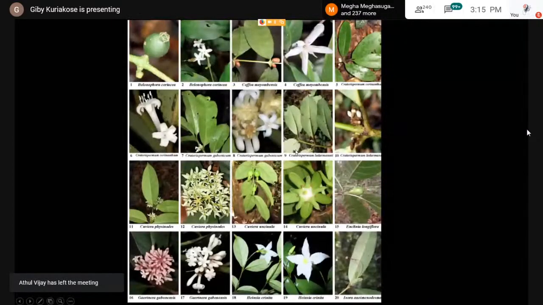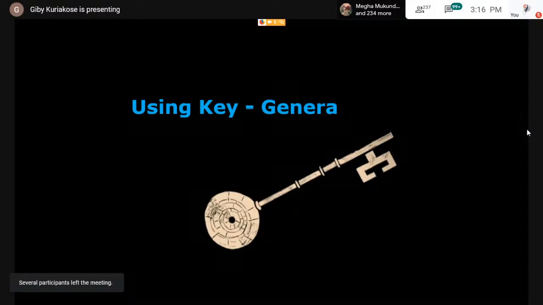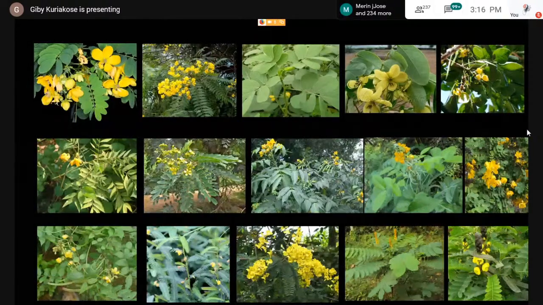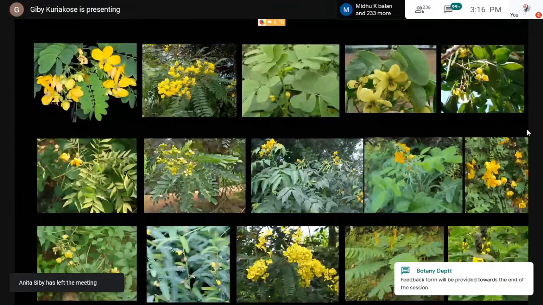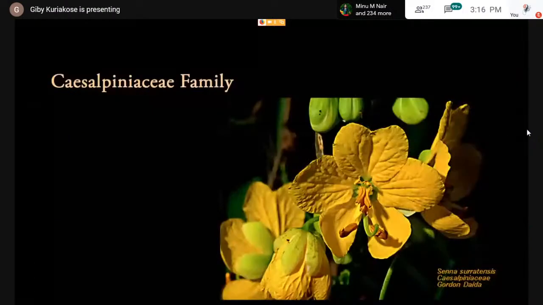Once you identify a family, then the next problem is identifying a genus. At this level, you may require to go for a key unless you know the genus earlier. Okay, so I have some plants here, and some of you might know that this belongs to the family Caesalpiniaceae, but it is very tough. Each and every photograph belongs to one species each. Okay, so it would be very difficult. So we have reached the conclusion that it is the Caesalpiniaceae family.